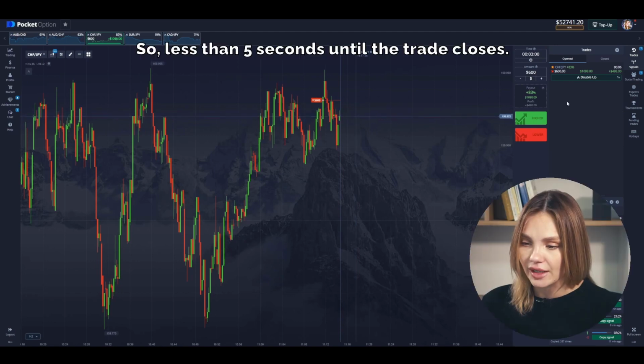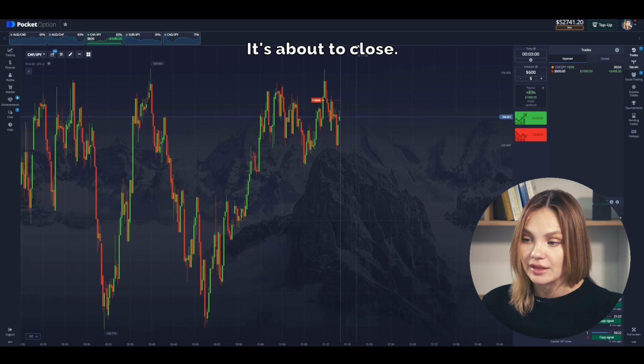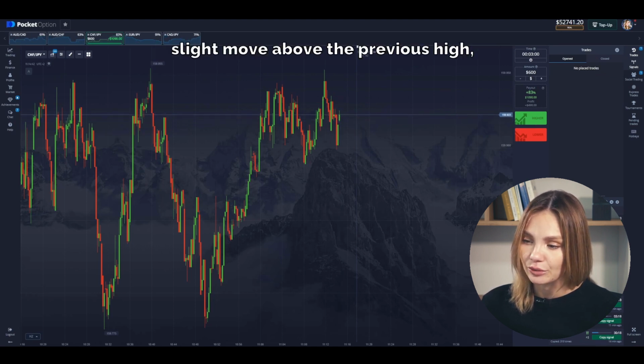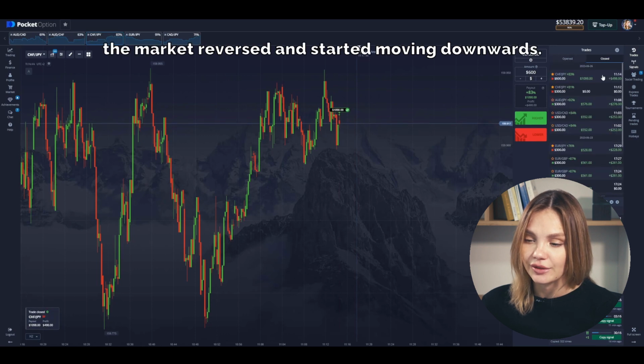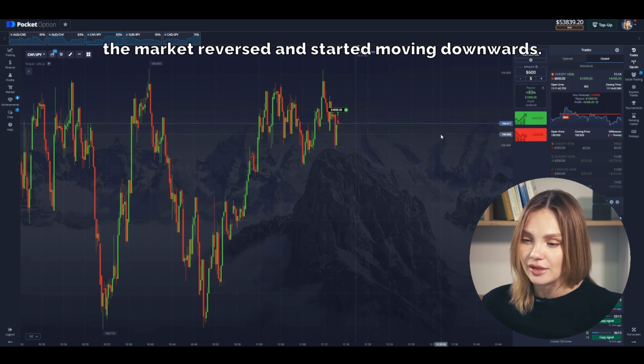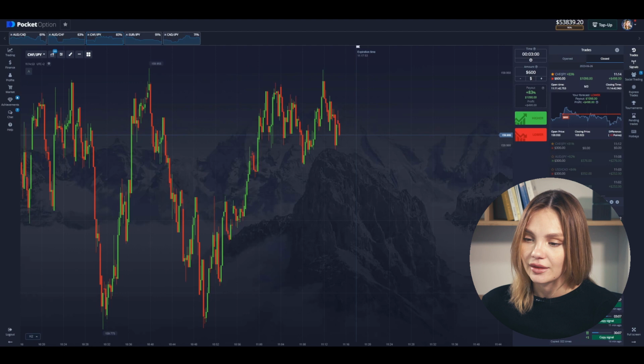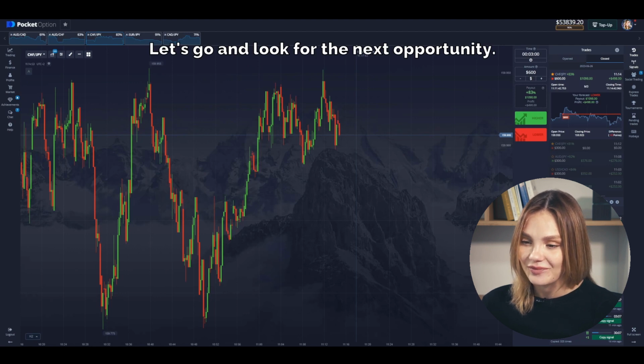So less than 5 seconds until the trade closes. It's about to close. As I anticipated, after the false breakout and a slight move above the previous high, the market reversed and started moving downwards. In principle, I made a profit thanks to the closing trade, so everything ended well. Let's go and look for the next opportunity.